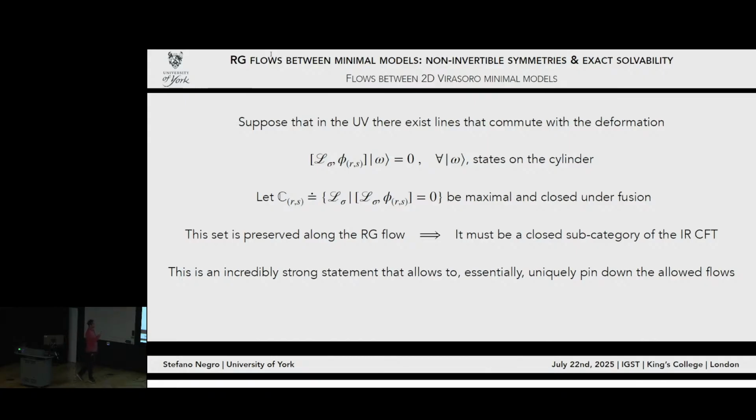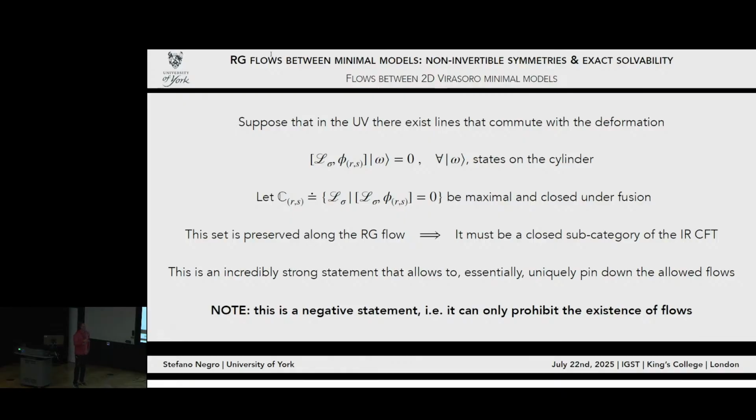Now, it turns out that this condition is incredibly constraining. And this is the procedure that was done by Tanaka and Nakayama, that we sort of automatize in a sense. And it essentially uniquely pins down the allowed IR, and in doing so, it uniquely pins down the possible massless flows, right? And also one thing to be noted is that this is not a positive statement, this is a negative one. So what this does is prohibit a certain flow from existing because there is no matching between the modular categories, okay? But it doesn't actually tell you that the flow exists.